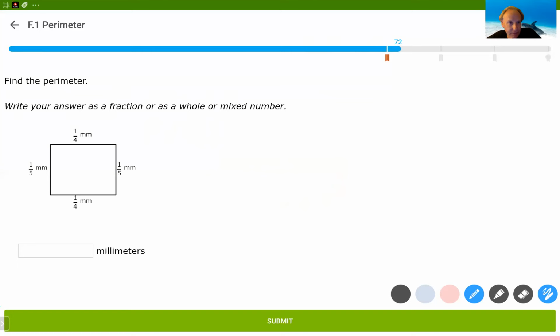This one has some fractions. If we're going to add these up, and it says that we have to write it as a mixed number, whole number, or a fraction, we need a common denominator, and this happens to be 20ths. So I'm going to add 1/4 plus 1/5 plus 1/4 plus 1/5. That's this perimeter. And in order to simplify this, I need a common denominator.